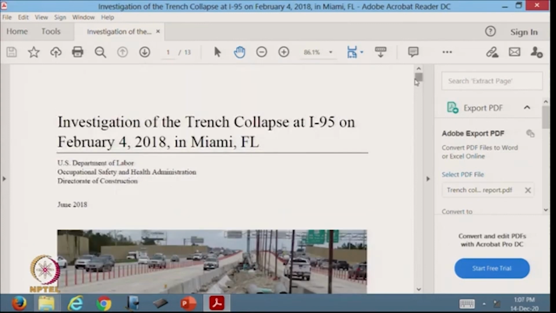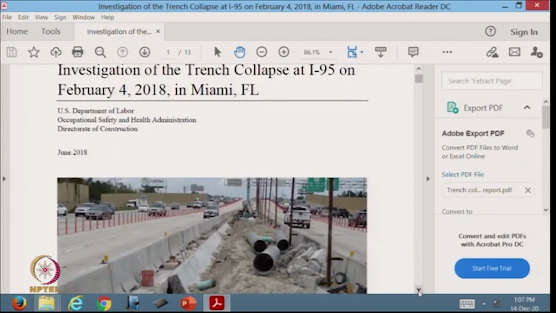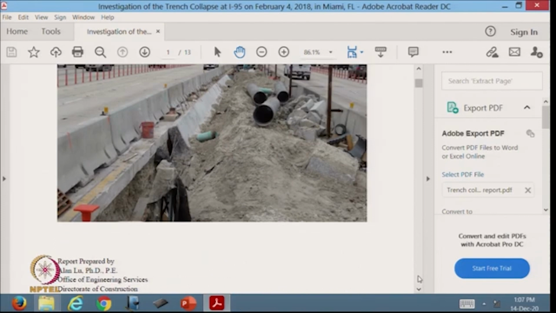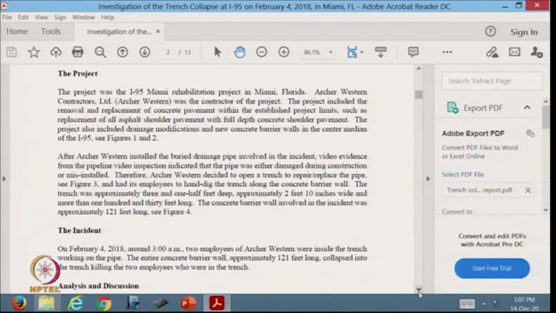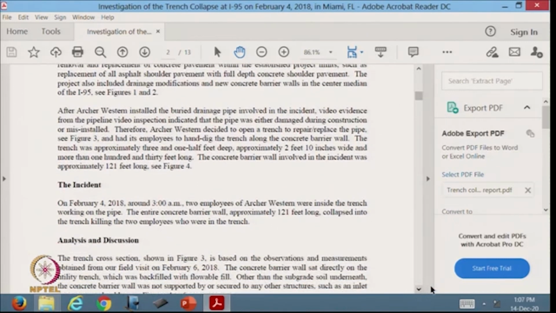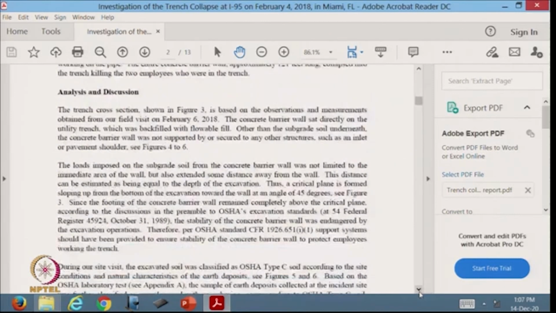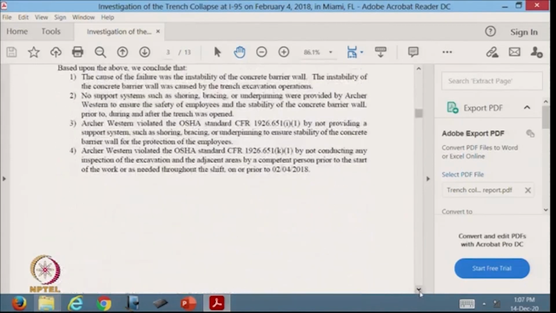If you see here, this is the trench collapse which has happened, and this project is a Miami rehabilitation project. Two employees were inside the trench working on the pipe, and the entire concrete barrier wall, approximately 121 feet long, collapsed, killing those two workers inside the trench itself. Okay. Let me go to this, you can also read this report later.